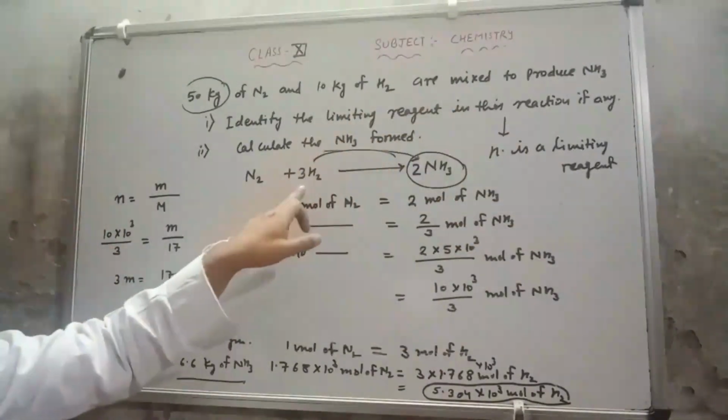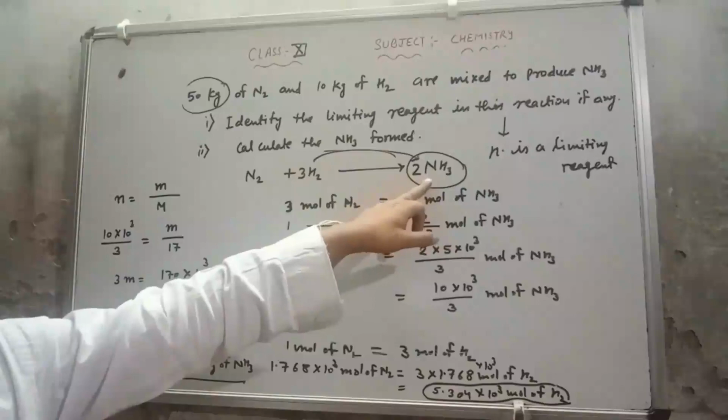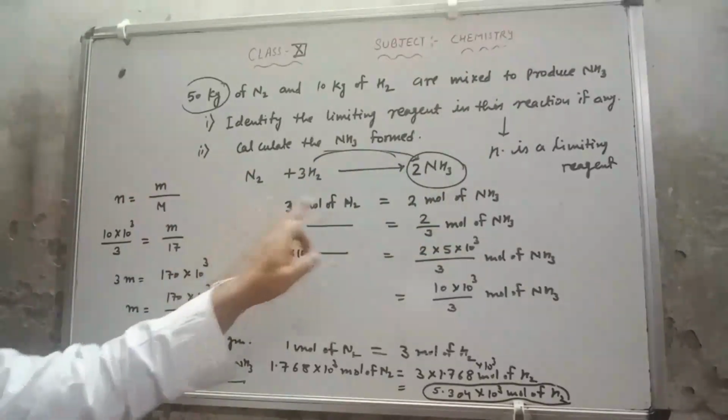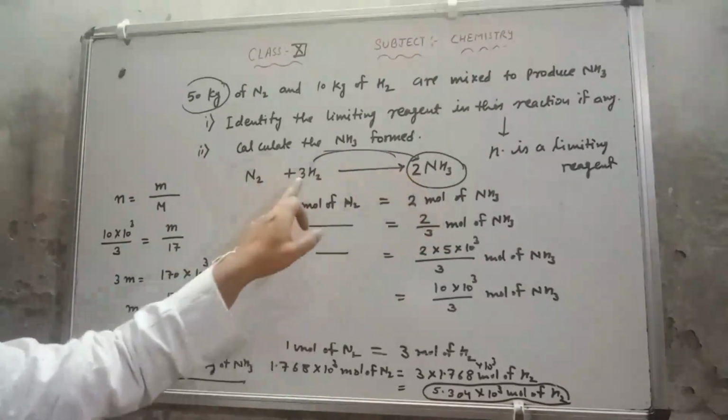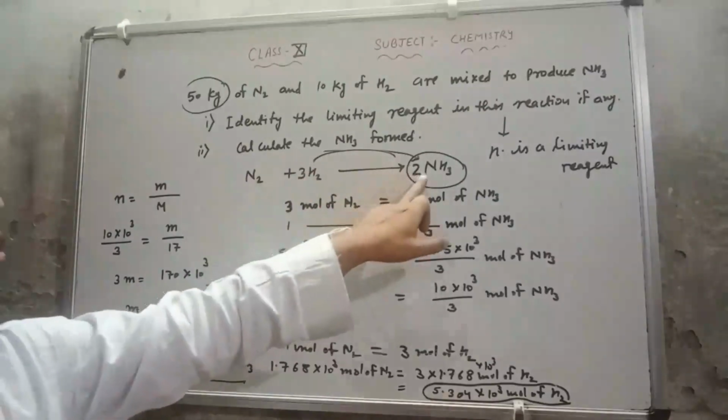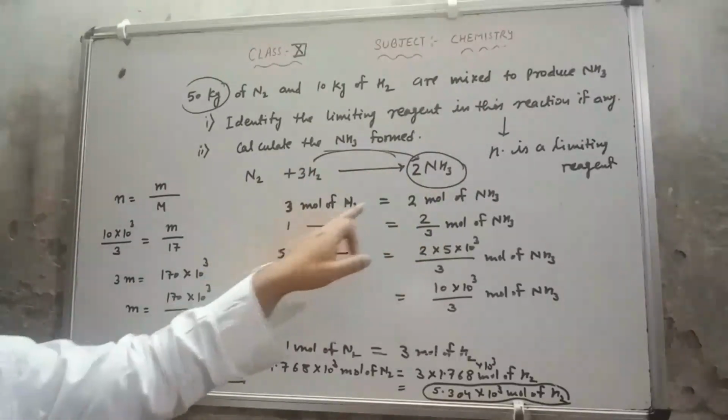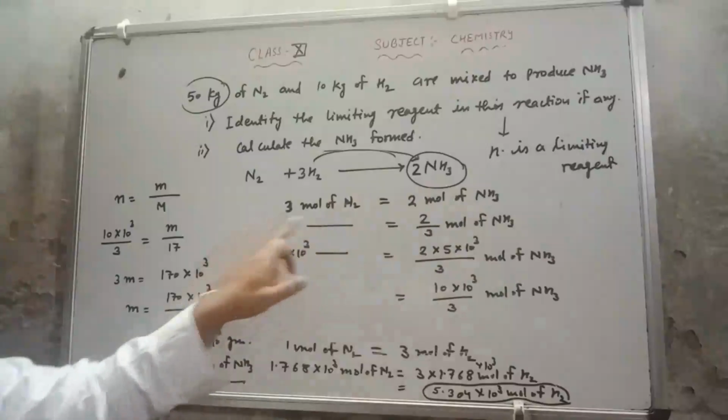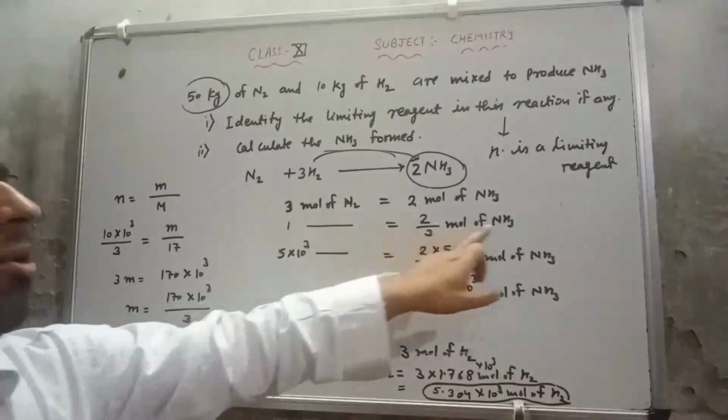So from the hydrogen we can find out how much ammonia will form. According to the general equation, 3 moles of hydrogen give 2 moles of ammonia. So 3 moles of hydrogen give us 2 moles of ammonia, and 1 mole of hydrogen gives 2/3 mole of ammonia.